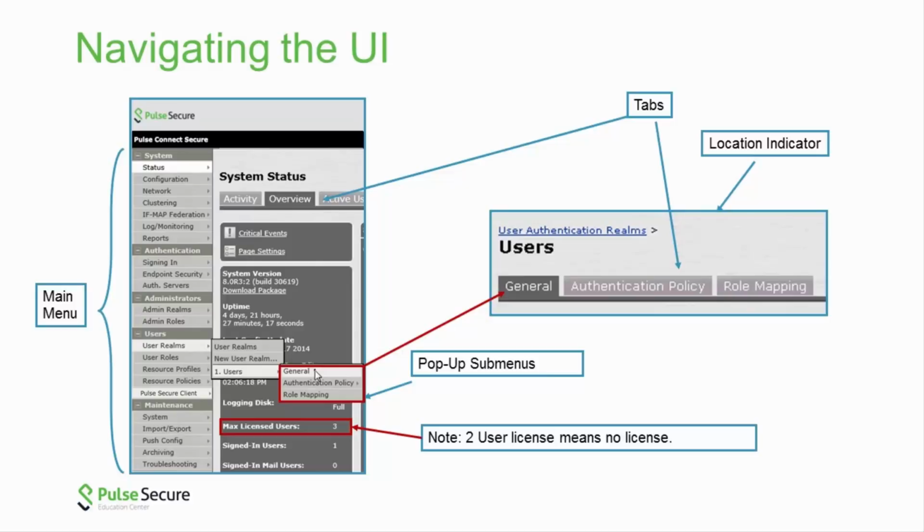The next section is Resource Policies. This includes settings that control access to individual resources. The final section is Maintenance. This includes upgrades, archiving tools, and troubleshooting tools.